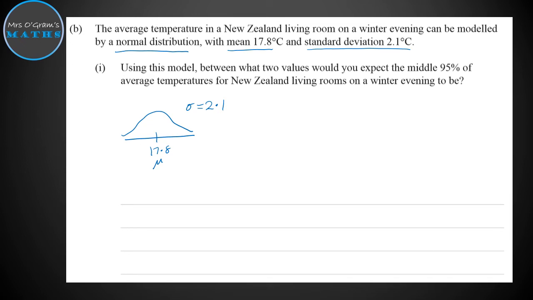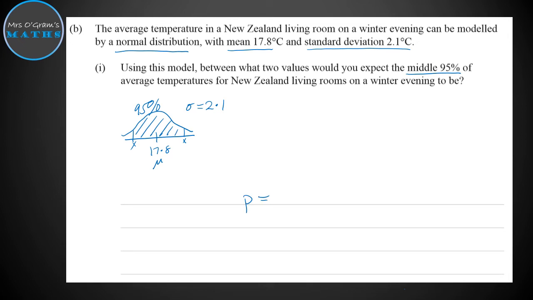Okay, using this model, between what two values would you expect the middle 95% of temperatures to be? So we want the middle section here to be equal to 95%. So you go over to your graphics calculator, you're doing inverse normal so that we can find these x values at the top and the bottom. You put in that we're looking for the central area of 95%, mu is 17.8, sigma 2.1.